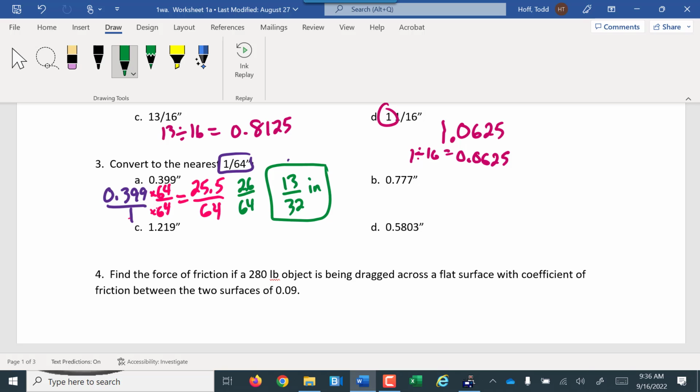Any questions on that one? I didn't know if you wanted us to reduce it or not. Typically you would, because your tools will be, it's still to the closest 64th. It's just reduced, simplified. Yep. If you left it as 26 64ths, I wouldn't mark that wrong on a quiz. But if you're thinking about a toolkit, you're going to have reduced fractions on your tools.